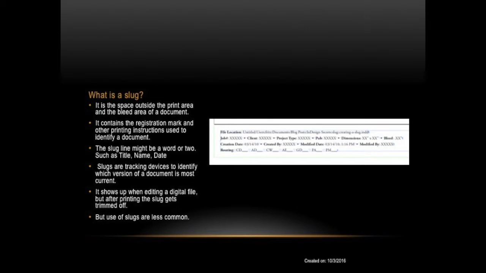Next, I want to talk about what is a slug. It's the space outside the print area and the bleed area of a document. It contains registration marks and other printing instructions to identify a document. The slug line might be a word or two such as a title, a name, or a date, and slugs are just used for tracking devices to identify which version of a document is current or not. It also shows up when editing a digital file, but when it gets printed, the slug usually is not printed at all. It's just there. And the use of slugs are less common.